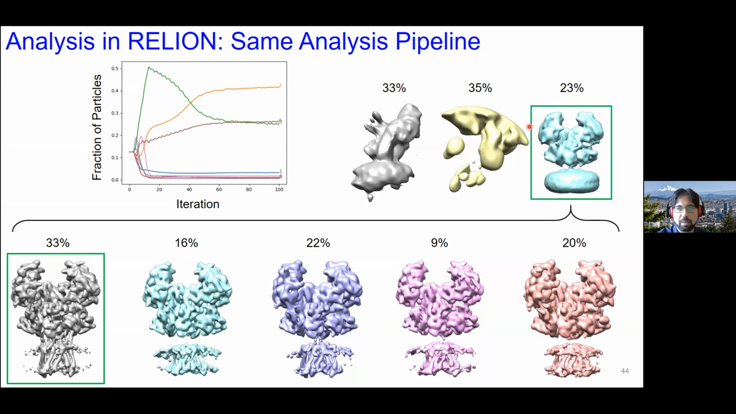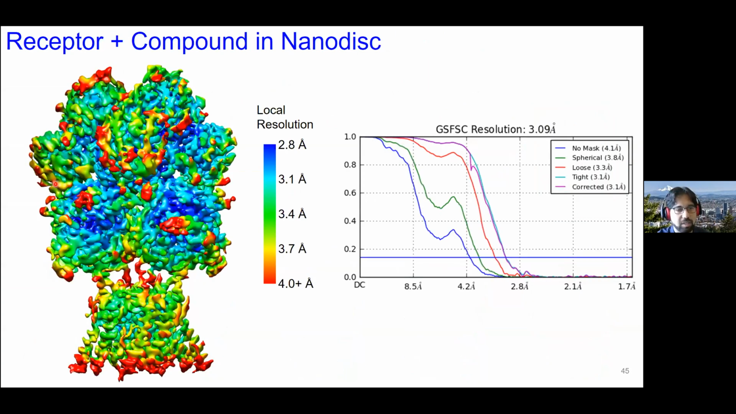And when we look at the class that had particles in it with the features of our receptor, we further 3D classified it. There was one class that showed really strong linker densities. We took that and we refined it. And this is the final map that we have in hand. And this really blew us away.